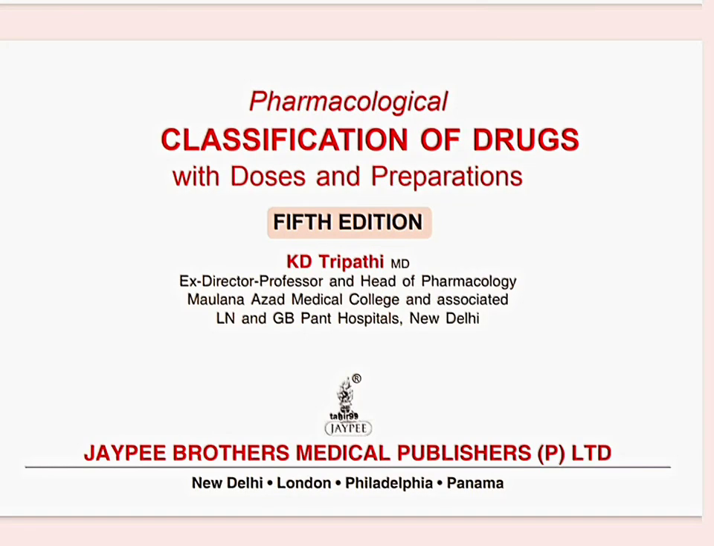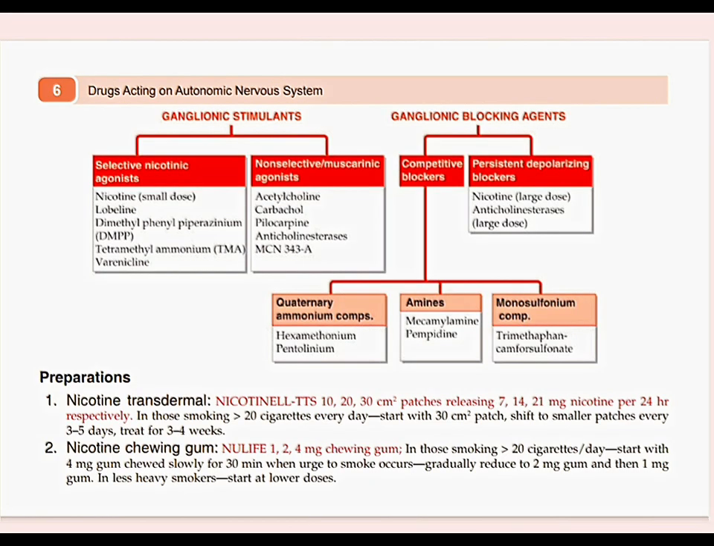Hello everyone. Today we are going to discuss our next drug classification that is involved in our autonomic nervous system: the adrenergic drugs and antiadrenergic drugs, including ganglionic stimulants and ganglionic blockers.